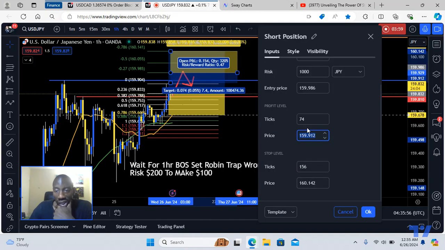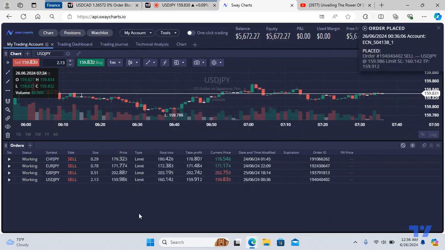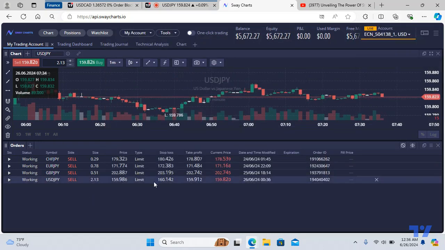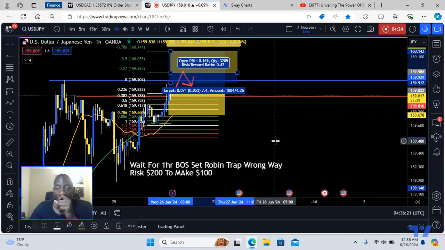Another check just to make sure all the numbers are correct. And it is. Got our lot size. And this is exactly how you place a trade. And you just send that order. And the order is placed right here. So now I have like 4 orders in all JPY pairs doing the same thing. Let's see what happens after that.